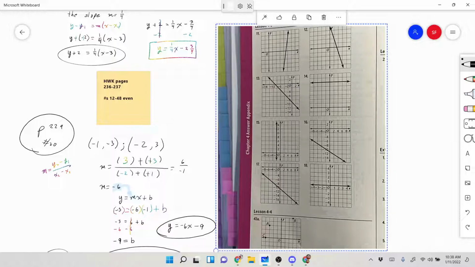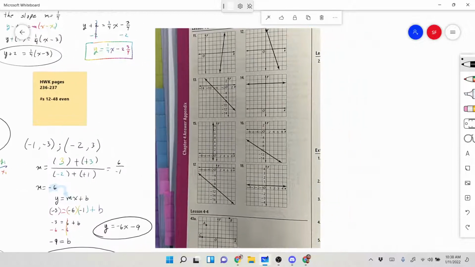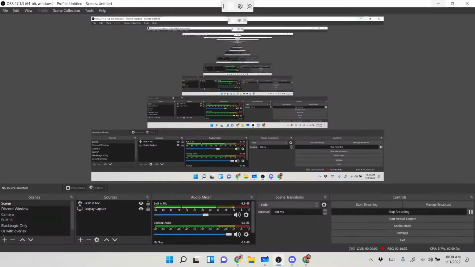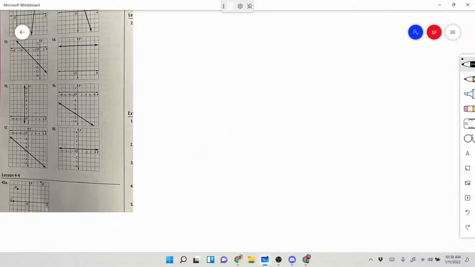Nothing? 14. 14, she says. I didn't stop this, right? I didn't stop it. Okay. So on page 236, number 14.